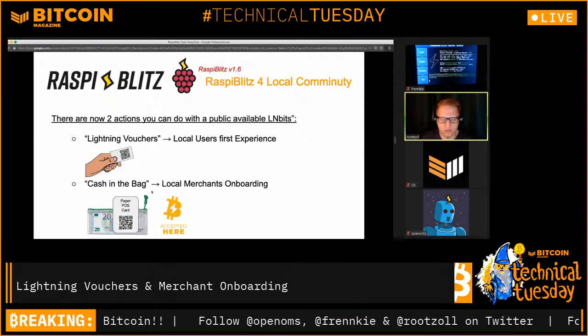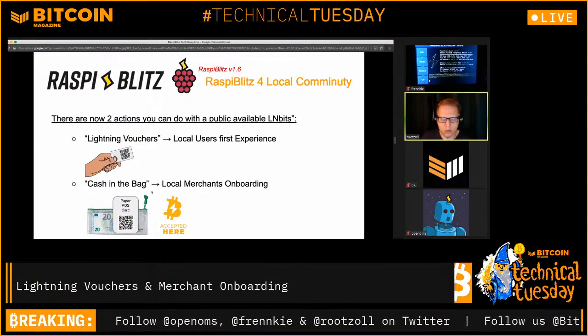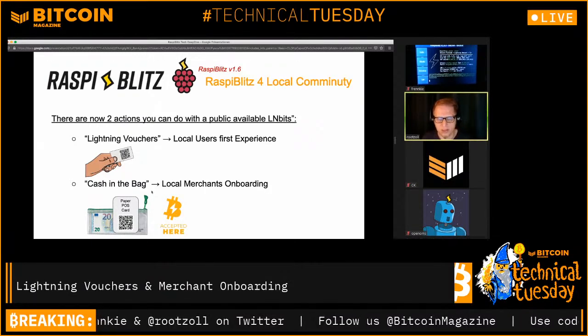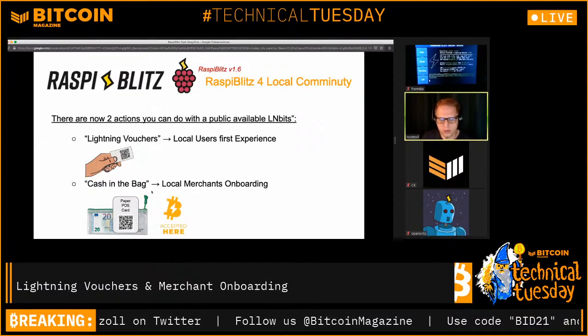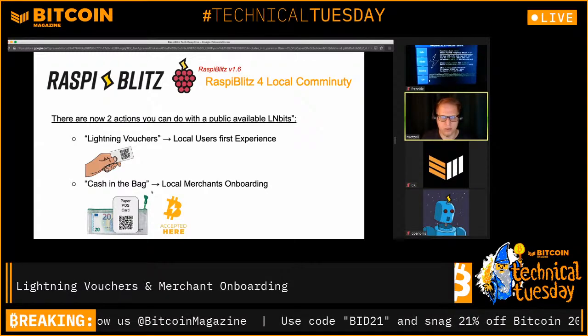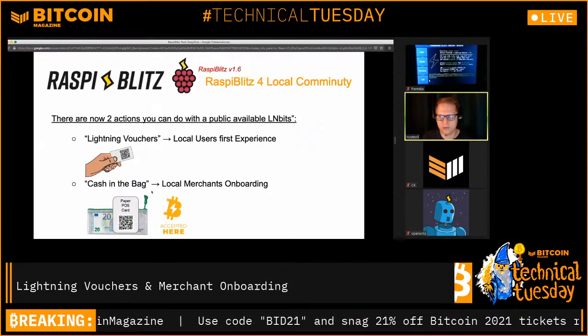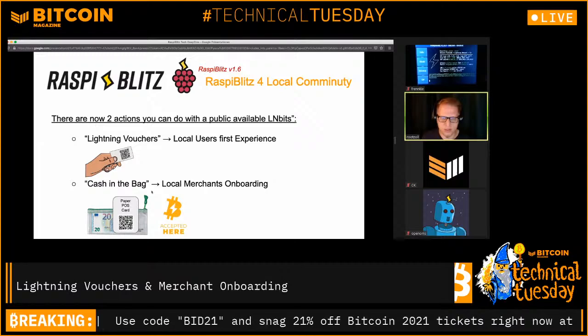That's the idea, to really have a low barrier local onboarding for local merchants. This is all the stuff you can do when you run a Raspiblitz. It's not much more you need to do, or you have almost everything ready. If you set up the IP tutor, you're ready to go.